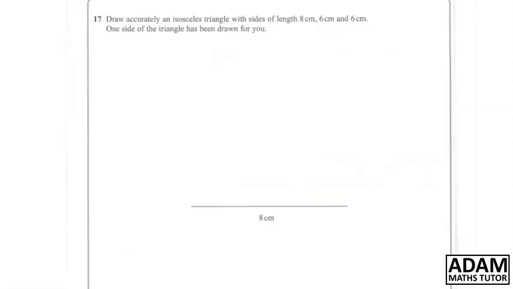Question 17. Draw accurately an isosceles triangle with sides of length 8 cm, 6 cm, and 6 cm. One side of the triangle has been drawn for you, so you need to open your compass to a length of 6 cm, and you need to put your point on one of the ends and draw an arc which is 6 cm and will look something like this.